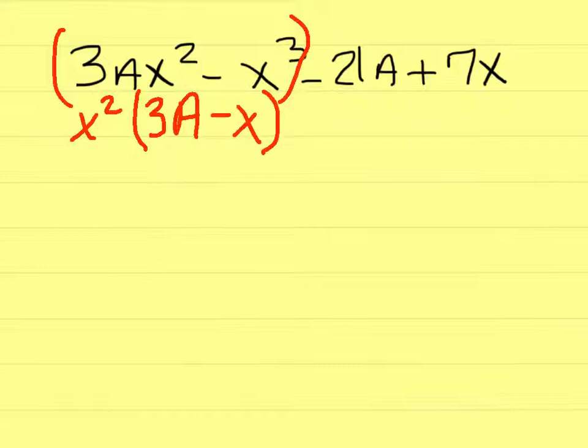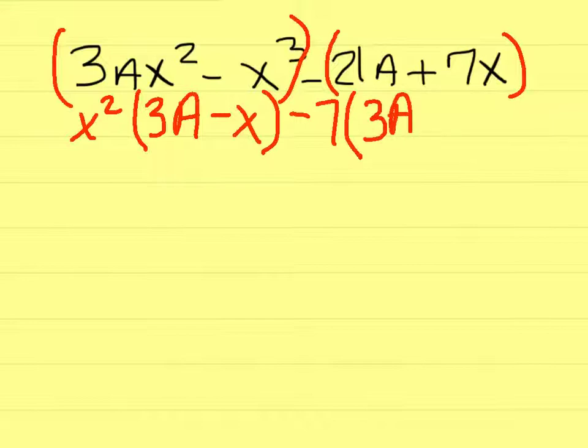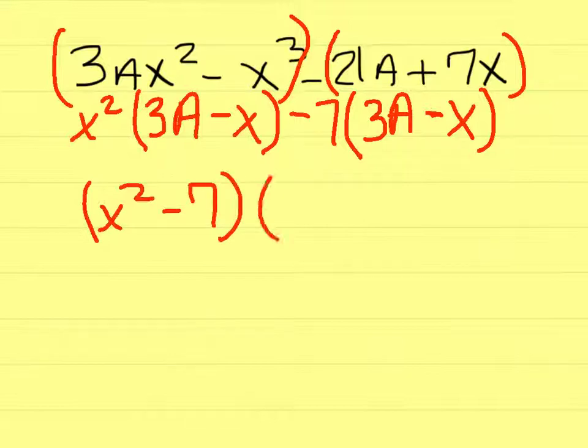Now we have minus 21a plus 7x grouped together. What's left? 3a. Since we took out a minus 7, this becomes minus. And what's left? X. Good. So what are my two quantities? X squared minus 7, and 3a minus x. Good.